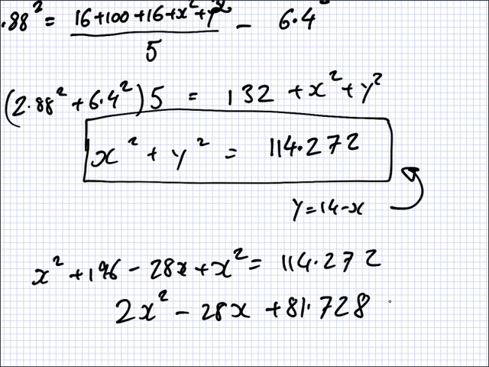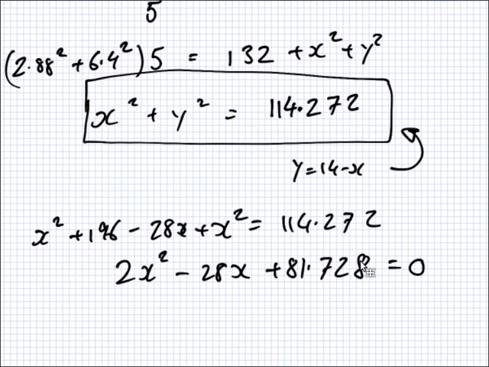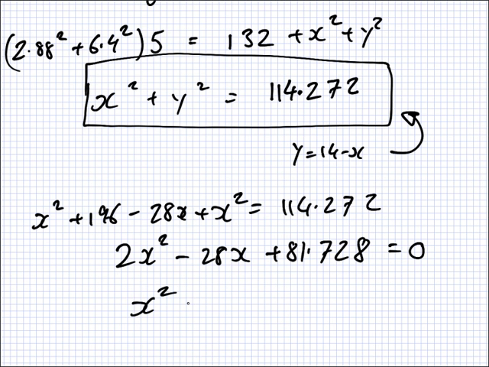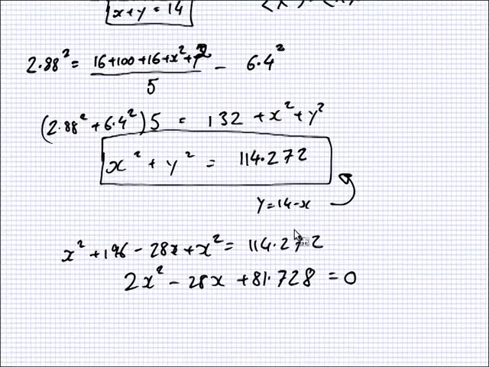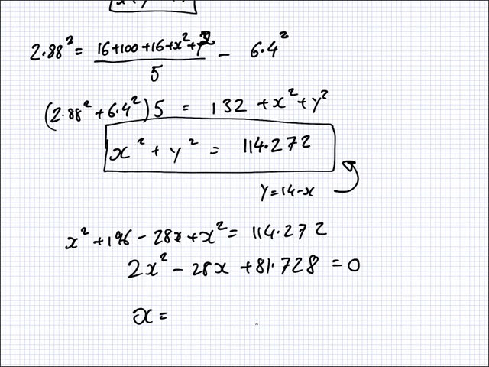81.728 equals 0. So that's x squared. There's no need to simplify because we're just going to use the formula anyways. We'll get two answers for x, so x equals something or something else, and then we can sub it into this to get the y. If you have your calculator, you can do mode 52 if you have the Casio.